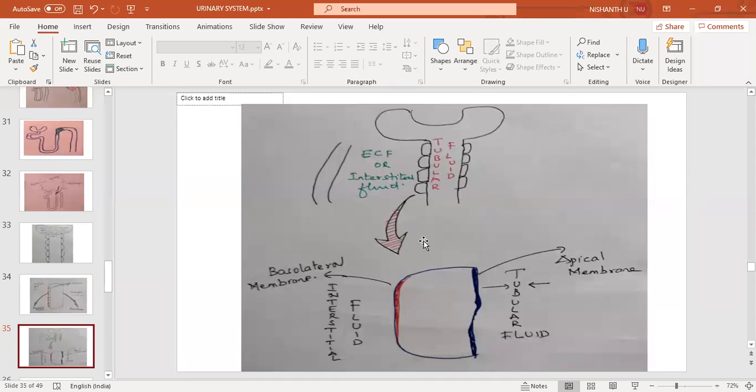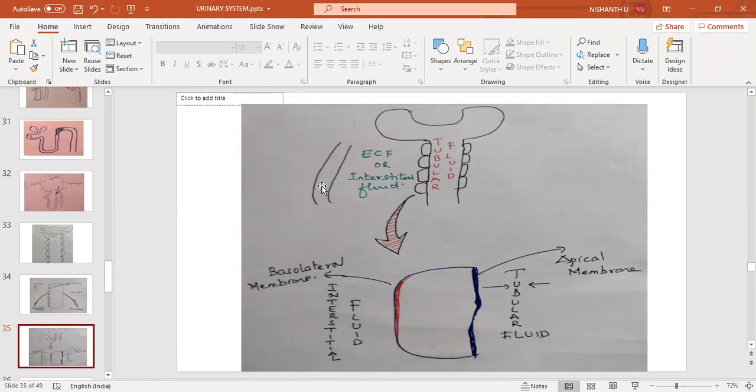I repeat again, I selected one cell, and this cell is in contact with the tubular fluid as well as the interstitial fluid. I have drawn this cell here. The membrane side which is in contact with the tubular fluid, we are calling the apical membrane, and the membrane side which is in contact with the interstitial fluid is called the basolateral membrane or basal membrane. I think you got the clarity here.